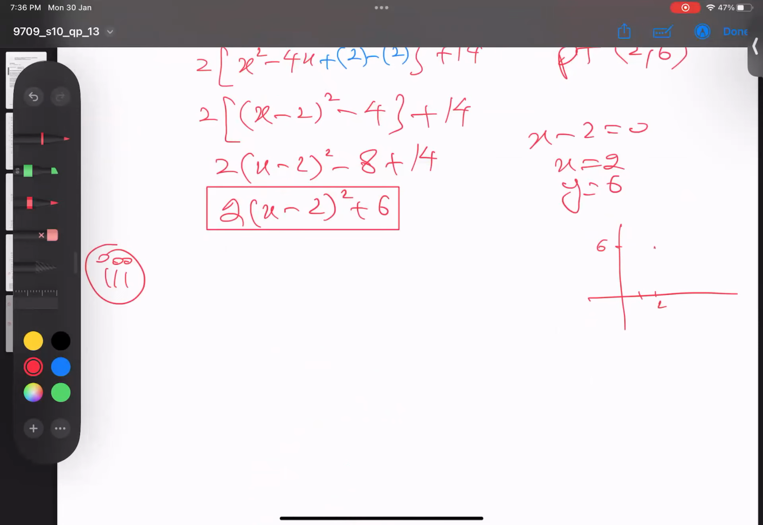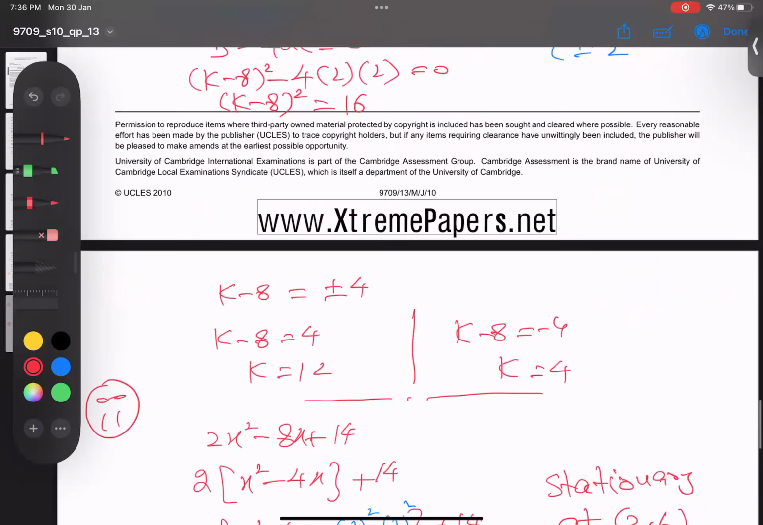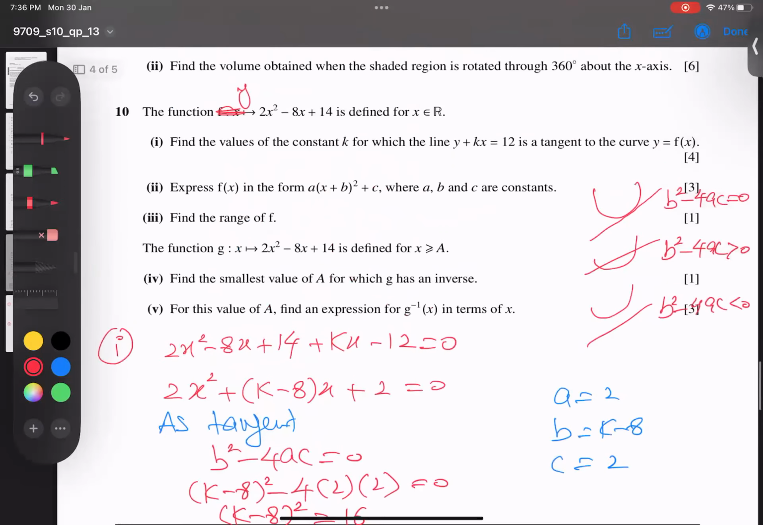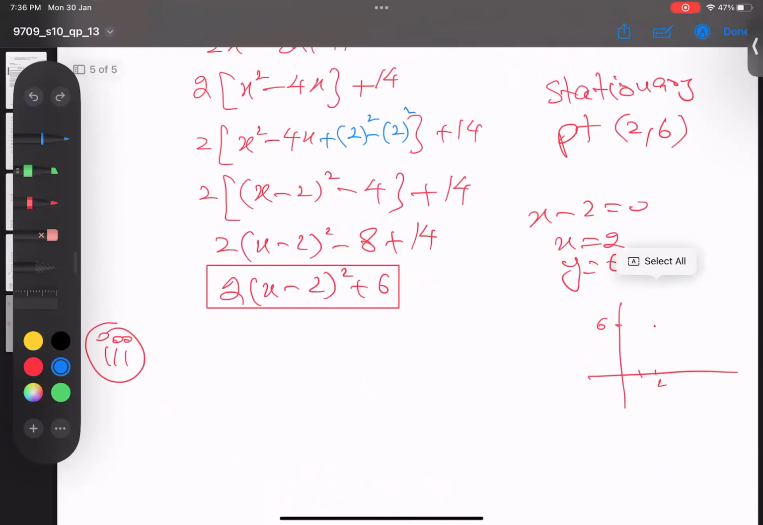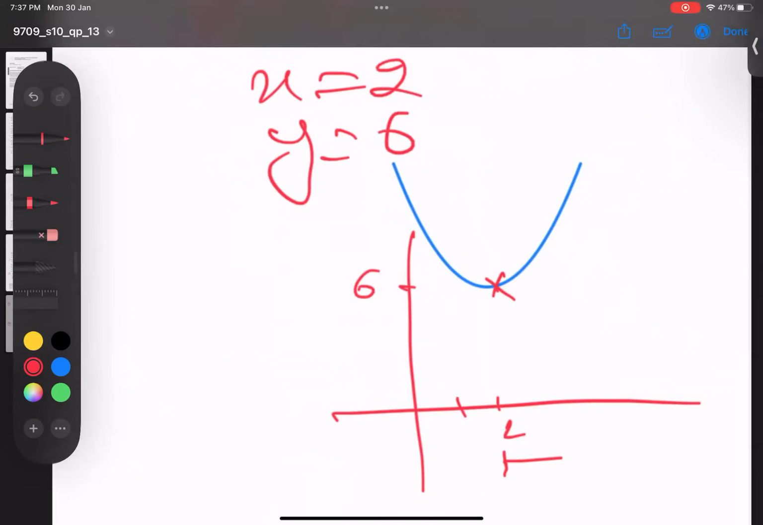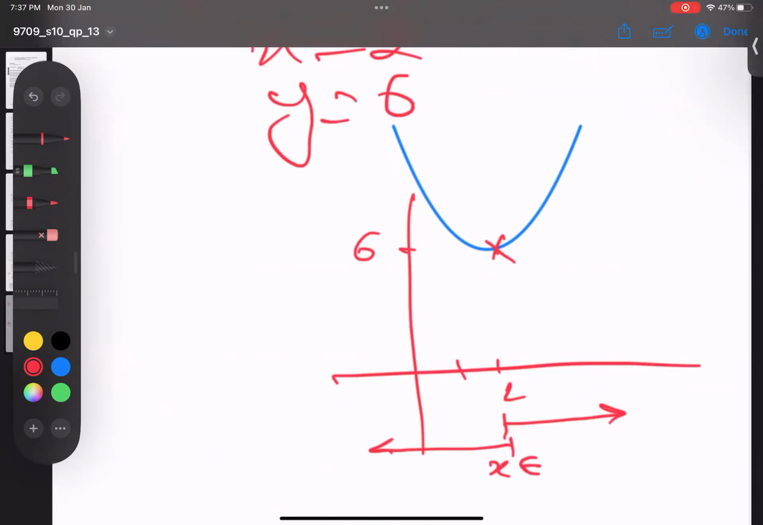For the curve, I have to see what domain is given. Here, real numbers. Real numbers means we have no boundary. We can go left or right, any direction. So I'm going to make a graph. This is a turning point, and x is 2, y is 6. It's very clear. But hold on, I can go rightwards, I can go leftwards, no boundary. So x belongs to the real numbers, but y is not that. I can go from 6 higher. If I go forward, to the right side, y goes this way.